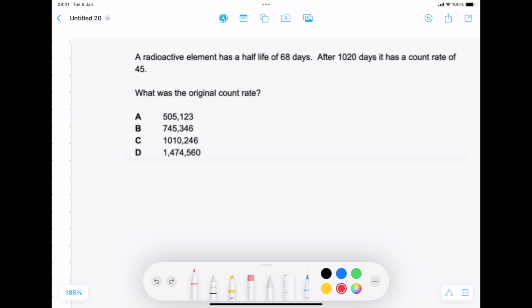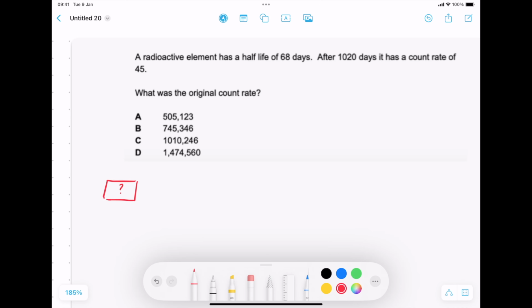Here is the first question. A radioactive element has a half-life of 68 days. After 1020 days, it has a count rate of 45. What was the original count rate? I'm going to show you two ways to do this, the long way and the shorter way. The longer way is more intuitive and easier to understand, and the shorter way is just mathematically quicker. We have a sample of this element, which is this box here, and the count rate is question mark. After 1020 days, the count rate is down to 45.